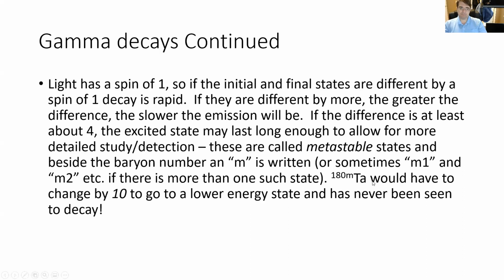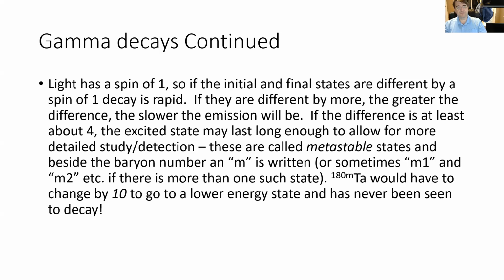Light gamma rays will have a spin of 1. So if your initial and final state are different by a spin of 1, you get very rapid decay. So that's your 10 to the negative 16th seconds. If they're different by more, the greater the difference, the slower the emission will be.